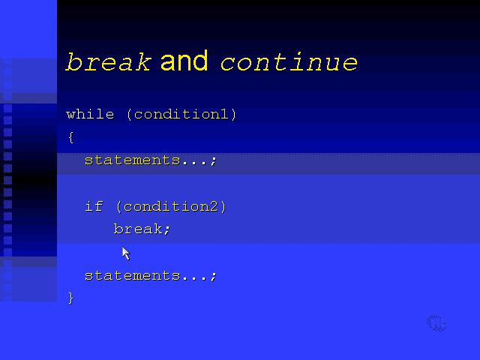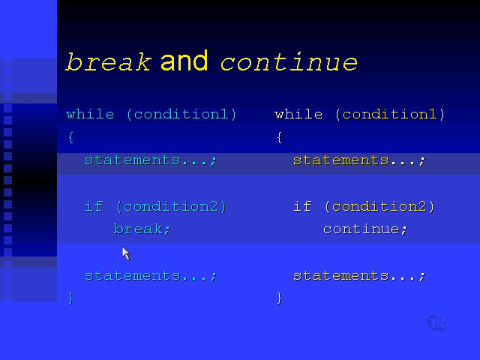Okay. Now, continue is similar. Let's have a look at continue. Again, we've got a condition 1, we've got some statements, and we have a condition 2. Now, if condition 2 is met, in other words, if condition 2 is true, then we run the continue statement. And if the continue statement runs, we go back up to the top of the loop and start the next loop again.